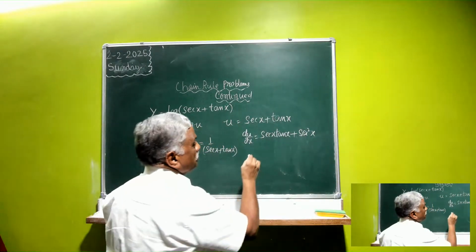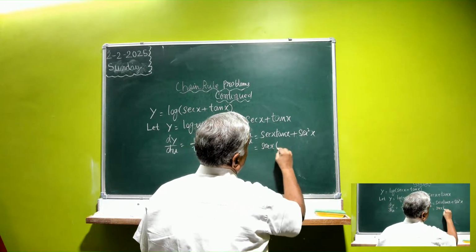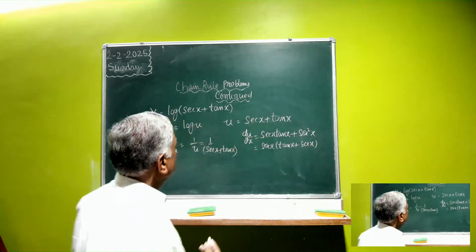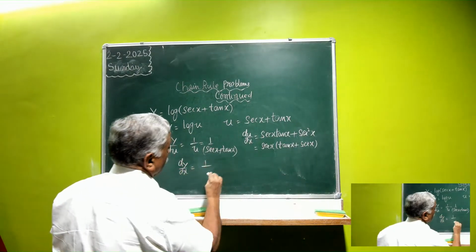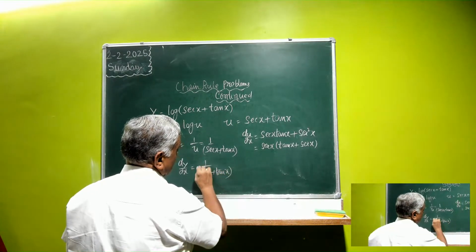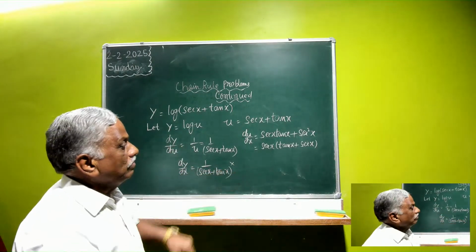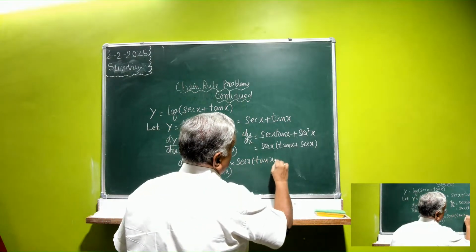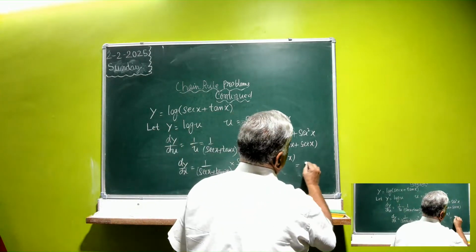So what you can do is some simplification here. You can take secant x common. You get secant x times tan x plus secant x. So dy by dx is equal to 1 over secant x plus tan x. This is dy by du multiplied by du by dx, that is secant x into tan x plus secant x. These two will get cancelled. We get the answer as secant x.